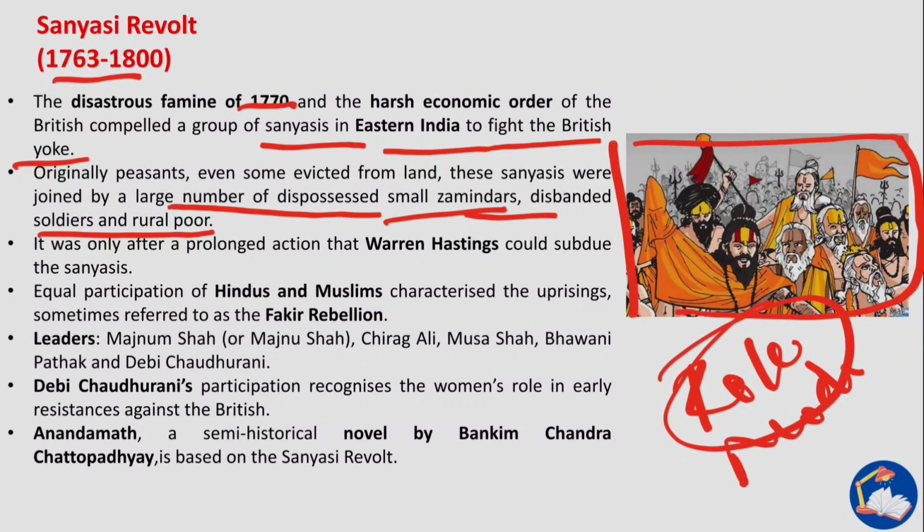Okay, it was only after a prolonged action that Warren Hastings, the governor of Bengal, could subdue the sannyasis. Equal participation of Hindus and Muslims was there, and the uprising is sometimes referred to as the Fakir rebellion. So it was a secular movement in which, even though it was started by sannyasis, there was participation of the Muslims as well. The leaders were Manum Shah or Majnu Shah, Chirag Ali, Musa Shah, Bhavani Pathak, and Devi Chaudhrani.